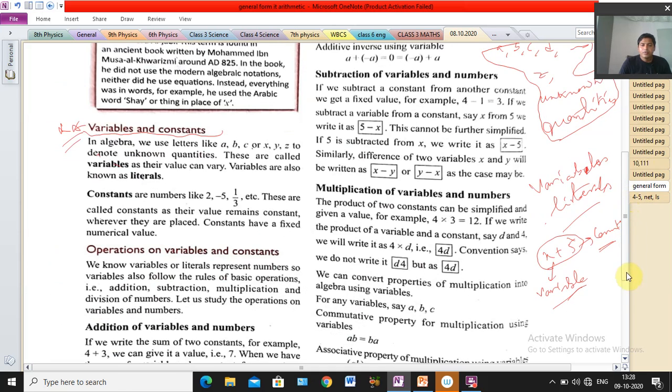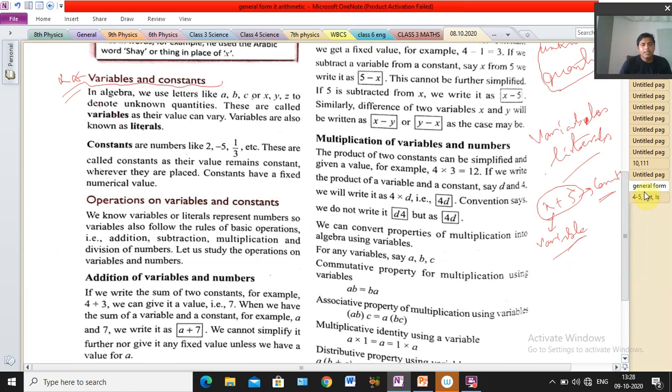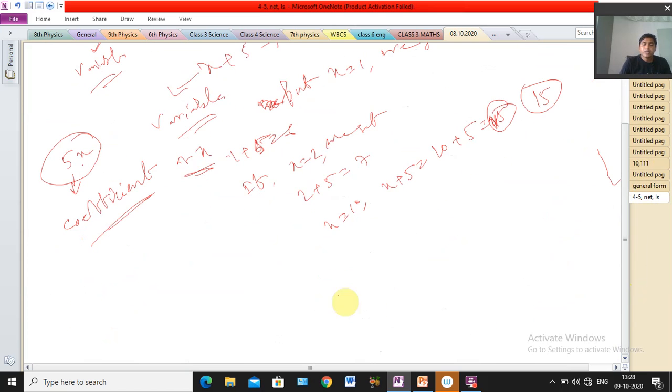Constant part clear? Otherwise, if we take another example, the constant part will be clear like that. Suppose x minus 3. Here 3 is a constant part, or basically we can say that minus 3 is a constant part. Minus also we can take: minus 3, minus 5, minus 2, minus 1 by 2. These are constants. Clear? Understood, sir?